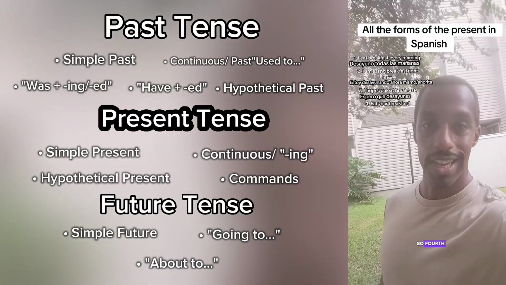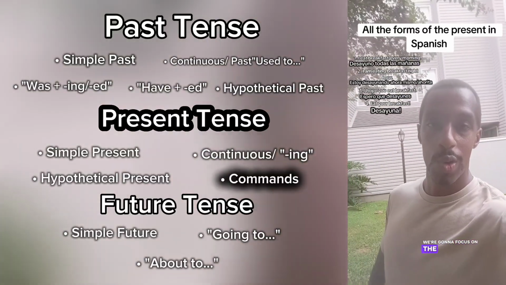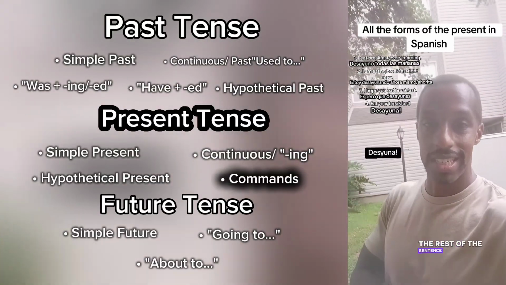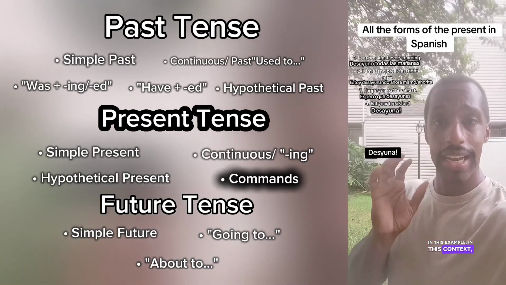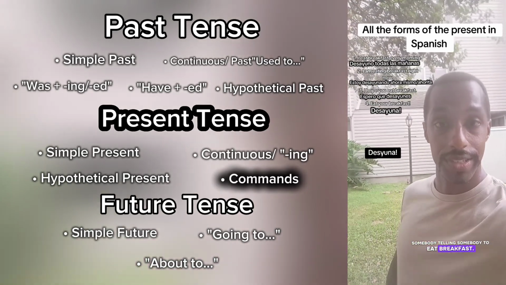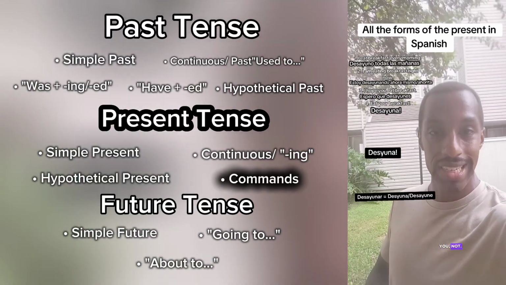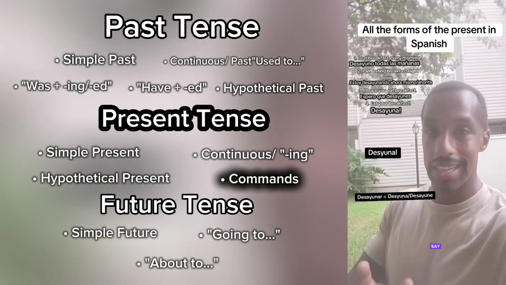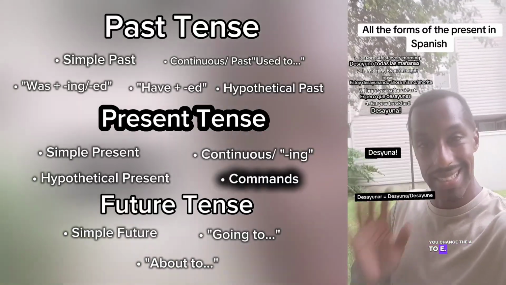So our fourth sentence, eat your breakfast. Desayuna. So we're going to focus on the word eat. The rest of the sentence doesn't matter for this example. Eat, or desayuna, in this context, is a command. You're telling somebody to eat breakfast. And really, commands in Spanish are very easy. With AR verbs like desayunar, you just drop the R and say it like that, desayuna. If you're trying to be more polite, you change the A to E, desayune.